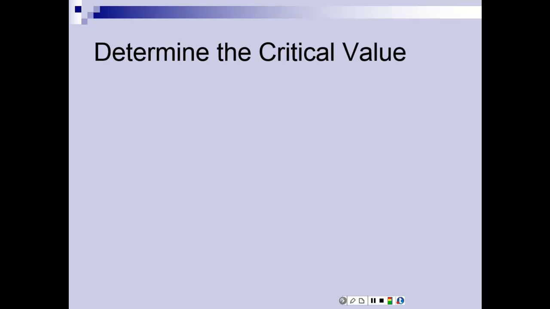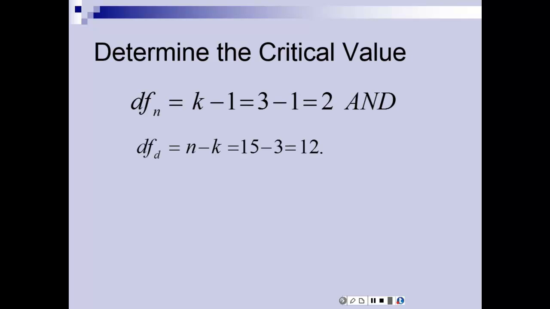So the critical value. We're going to compute 2 degrees of freedom. K is the number of groups. So we had 3 groups, program A, B, and C. So the degrees of freedom in the numerator will be K minus 1. In this case, 3 minus 1 is equal to 2.